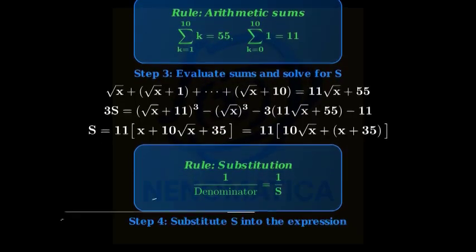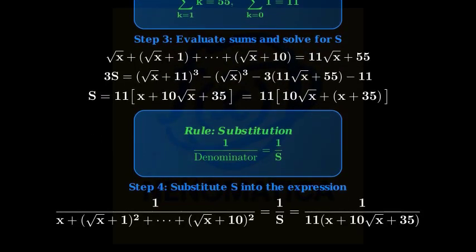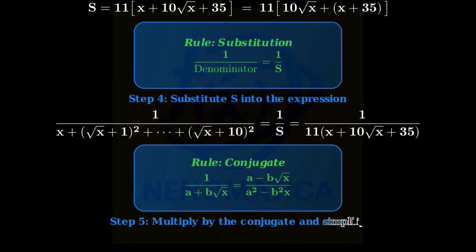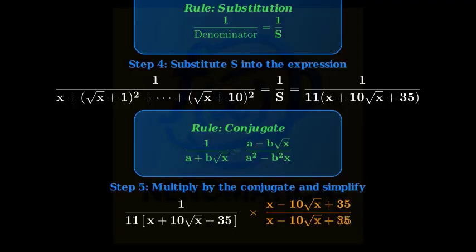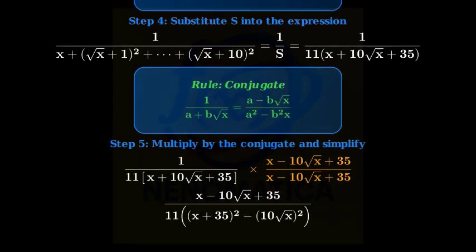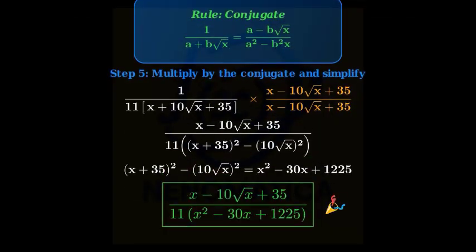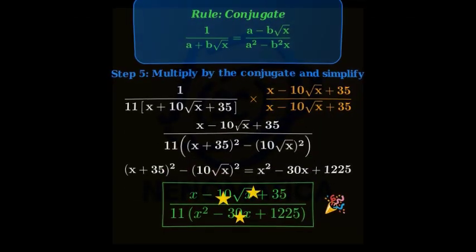Step 4. The original expression equals 1 over S. Substitute our closed form. Conjugate multiplication. Step 5. Multiply numerator and denominator by the conjugate, x minus 10 square root x plus 35, to eliminate the radical. Then simplify the quadratic in the denominator.